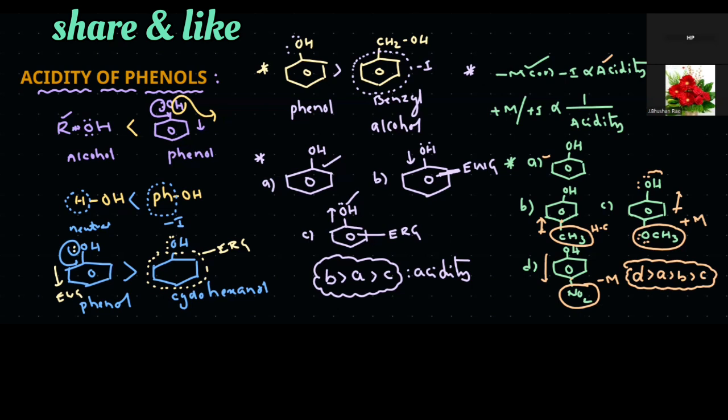So next, another example. Next example is this: the phenol compound A. Next, compound B, phenol with the ortho position one NO2 group present. Next, at the meta position, the same NO2 group is present.